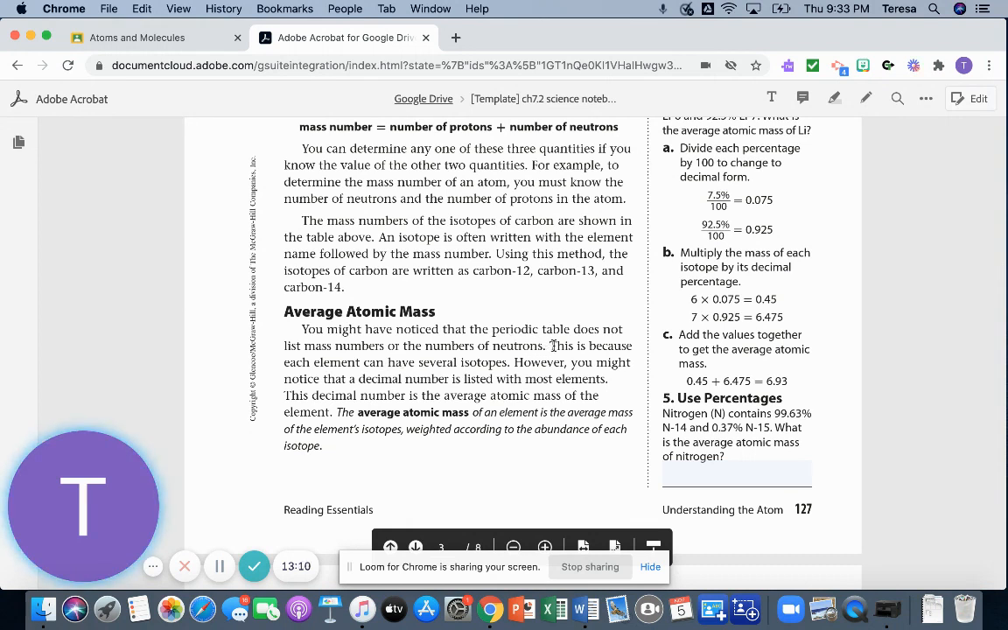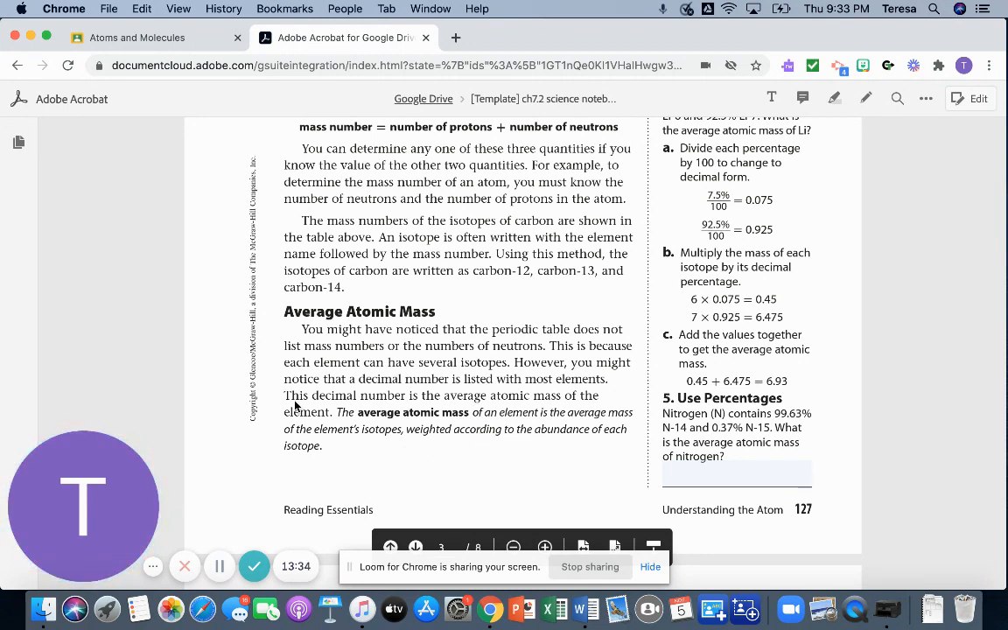Average atomic mass. You might have noticed the periodic table does not list mass numbers or numbers of neutrons. This is because each element can have several isotopes. However, you might notice that a decimal number is listed with most elements. This decimal number is the average atomic mass of the element. The average atomic mass of an element is the average mass of the element's isotopes, weighted according to their abundance.